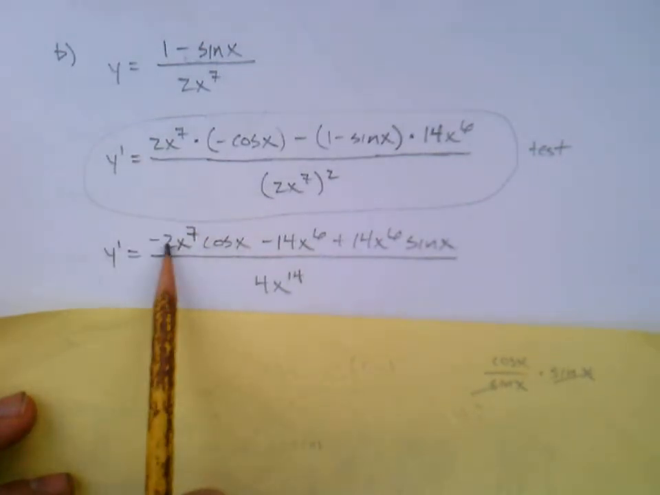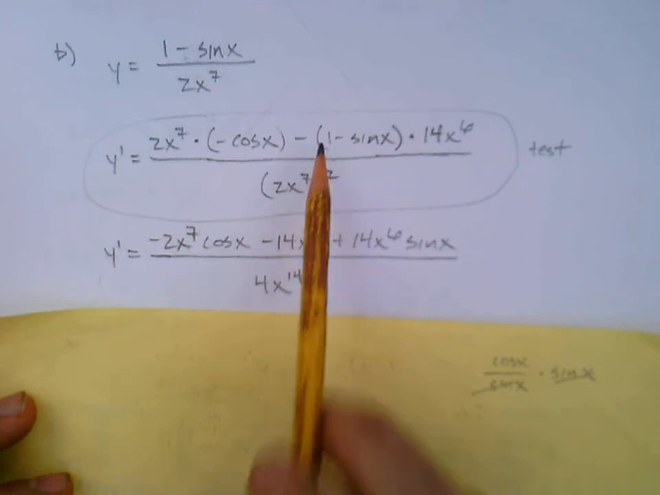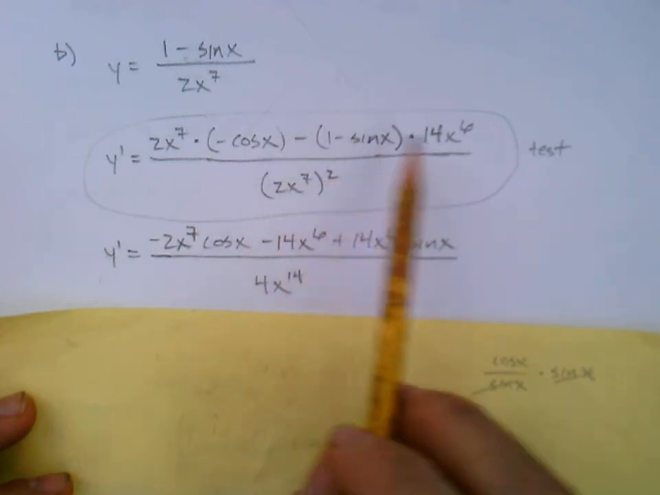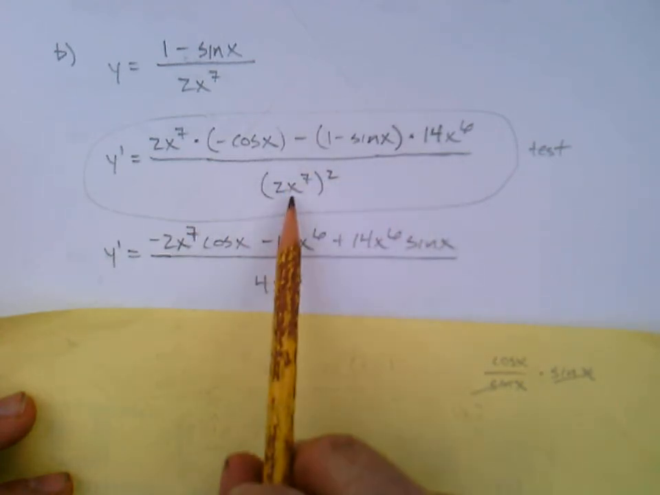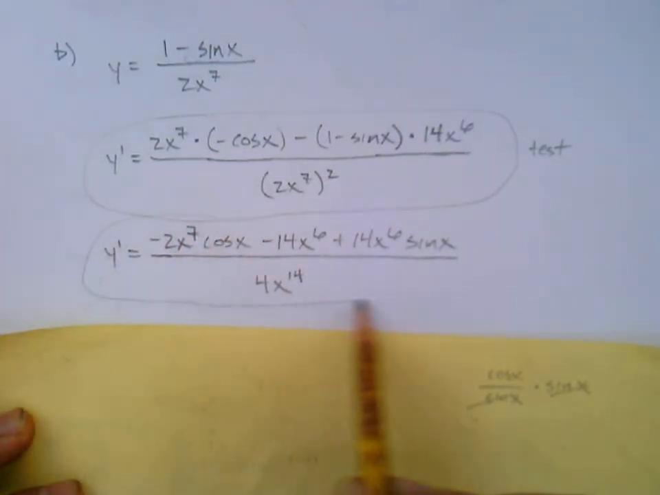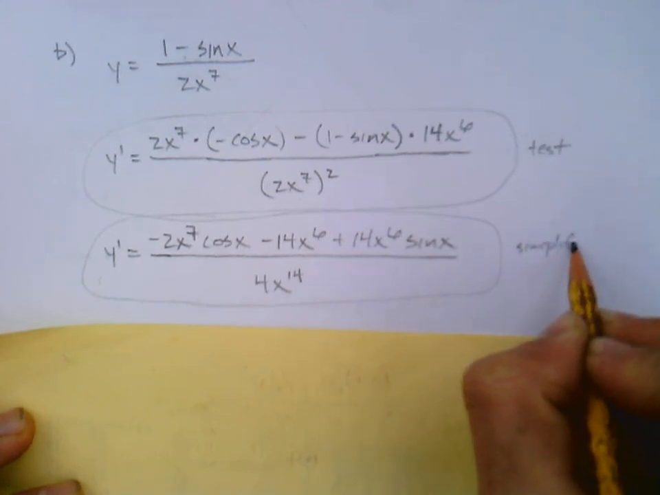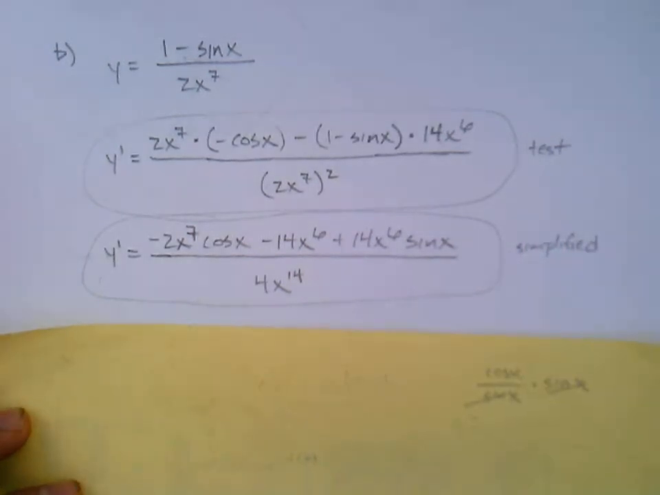So negative 2x to the 7th cosine x, minus 14x to the 6th, and then plus 14x to the 6th sine x. And let's go ahead and square that: 4x to the 14th. You know, there's your simplified. There's not much to do.